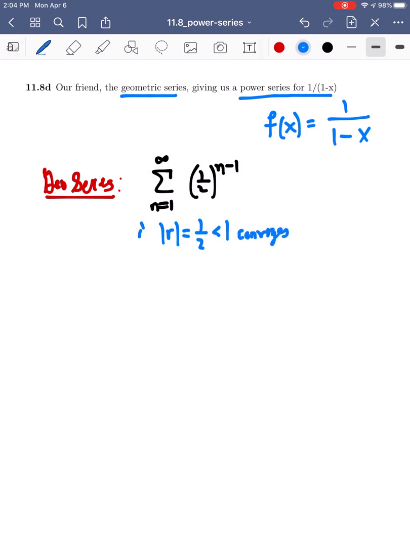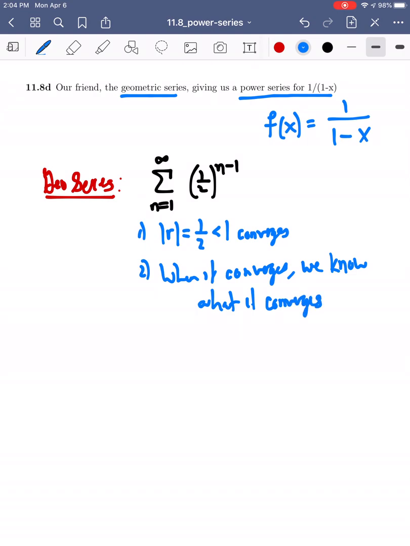And the second thing we notice about geometric series is when it converges, we know what it converges to. So if you remember, our formula for a geometric series to converge was equal to a over 1 minus r. And for this particular problem, our a is just 1, and our r is 1/2.